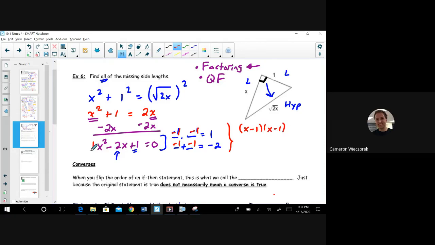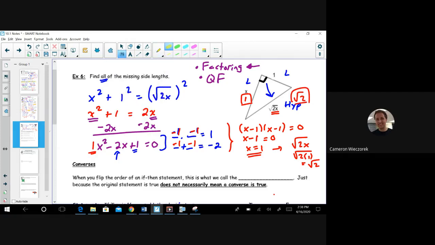I can jump right to my shortcut because this lead coefficient is 1. And using zero product property, you'll notice both factors are the same, so I really only have to solve one of these. I'm going to set x minus 1 equal to 0. And if I add 1 to both sides, there's that side length. That's 1. And then I've got to substitute it back in here to rad 2x. So rad 2x, plugging in what we just found, x was 1. The square root of 2 times 1 is just the square root of 2. So this hypotenuse has a length of rad 2. And that answers their question. We found all missing side lengths. This one is 1. This was rad 2.